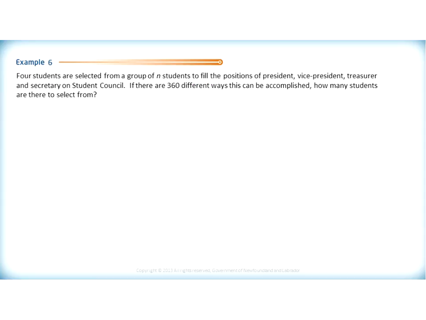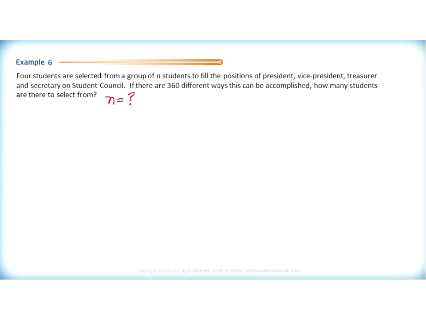And finally, in the last example, we have 4 students selected from a group of n students to fill the positions of president, vice president, treasurer, and secretary on student council. If there are 360 different ways this can be accomplished, how many students are there to select from? So this would be a typical long answer question that you could be asked on your public exam. Notice in this case, we are asked to determine the value of n, which represents the total number of students from which we can select.